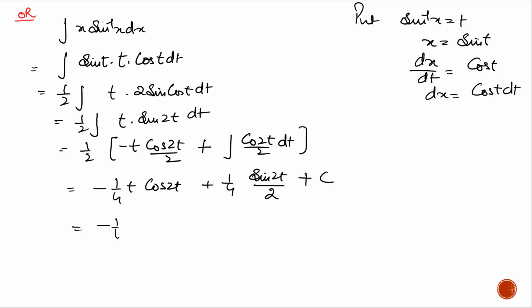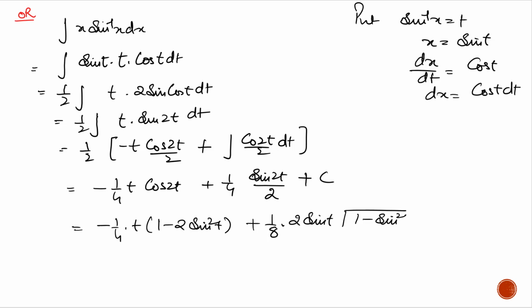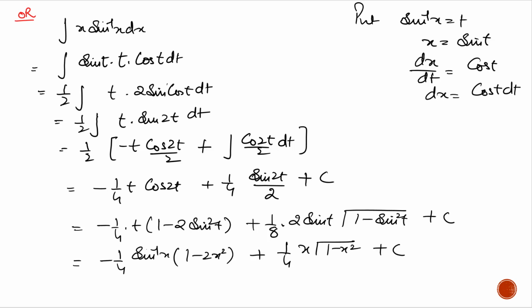And now we will simplify this whole quotient. Minus 1 by 4 t, cos 2t is 1 minus 2 sine square t, 1 by 8, sine 2t is 2 sine t cos t, and cos t is the root of 1 minus sine square t. Now replace t by sine inverse x and sine t by x, and the answer is minus 1 by 4 sine inverse x in bracket 1 minus 2x square plus 1 by 4 x into the root of 1 minus x square plus c. Or we can solve by another method.